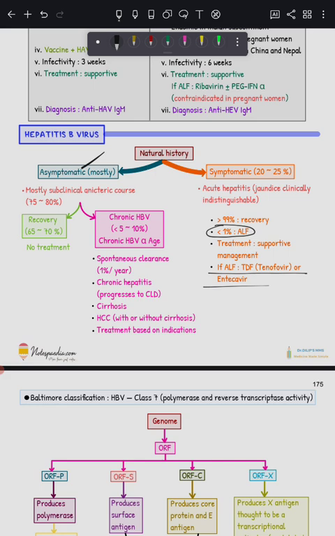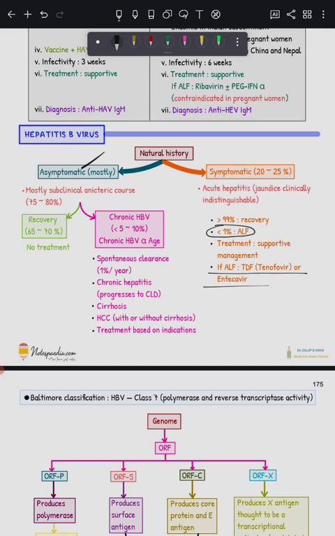So in chronic HBV, if we see the disease spectrum, there can be spontaneous clearance, that is 1% per year, which is rare, and the patient can have chronic hepatitis, where you will see raised ALT, fibrosis risk. Third, you can see patients having cirrhosis. Fourth, HCC with or without cirrhosis. So this is a spectrum. Chronic HBV infection doesn't remain static.